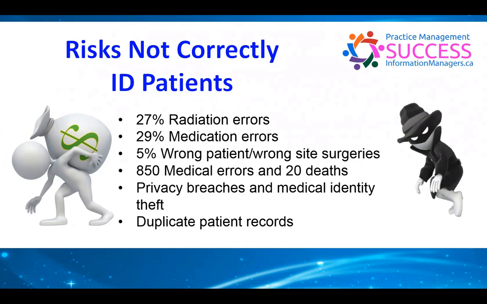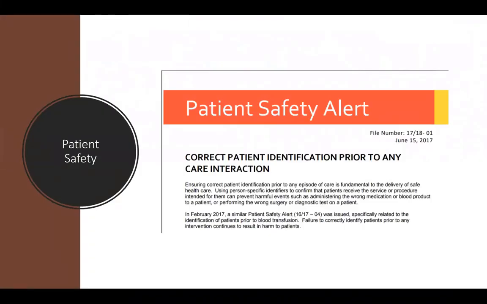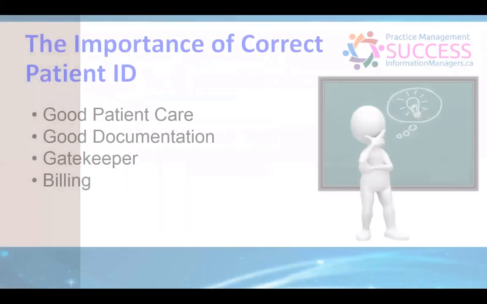And of course, we know on a regular basis that when we don't properly identify patients, we have privacy breaches and medical identity theft. And of course, we have to deal with the headache of having duplicate patient records. In Canada, we have a number of patient safety alerts and requirements under Accreditation Canada to make sure that we have correctly identified a patient prior to any care interaction.